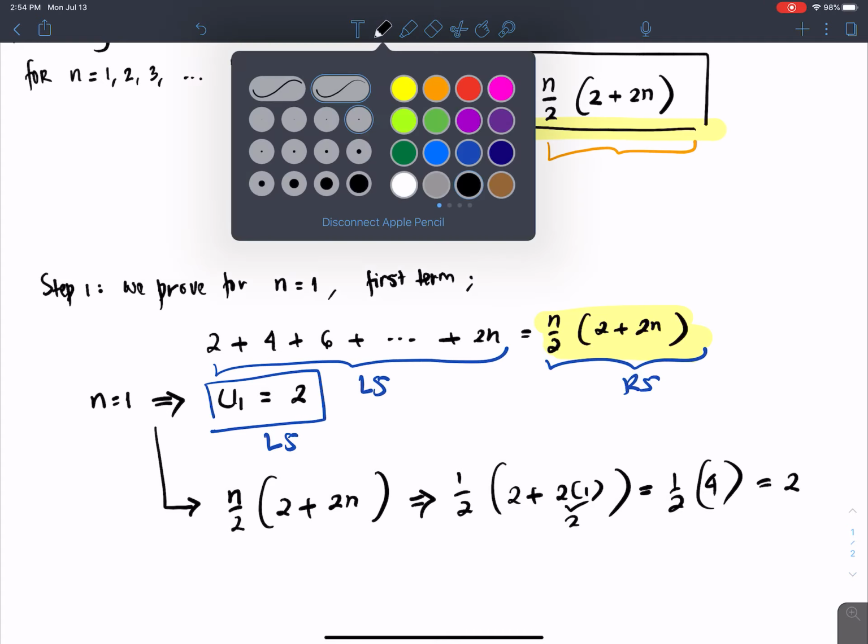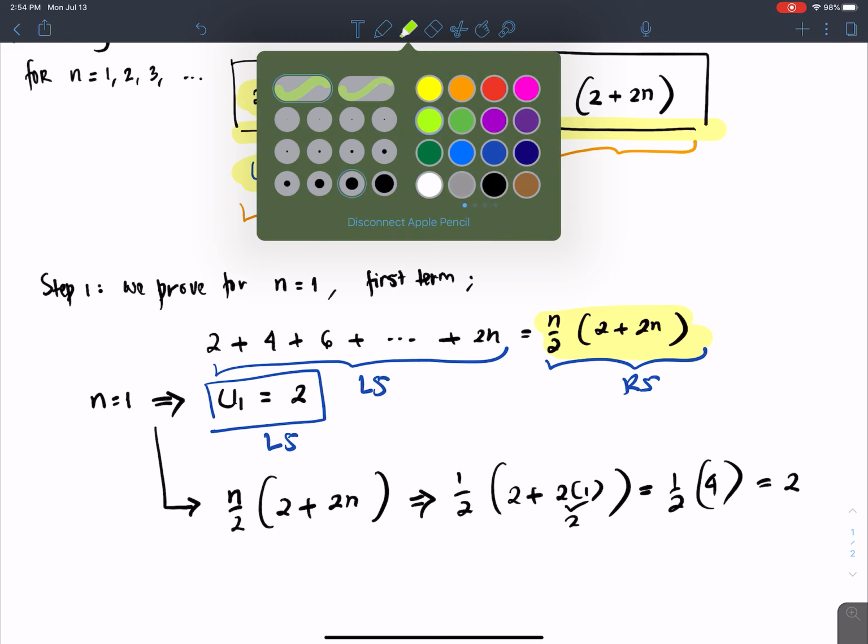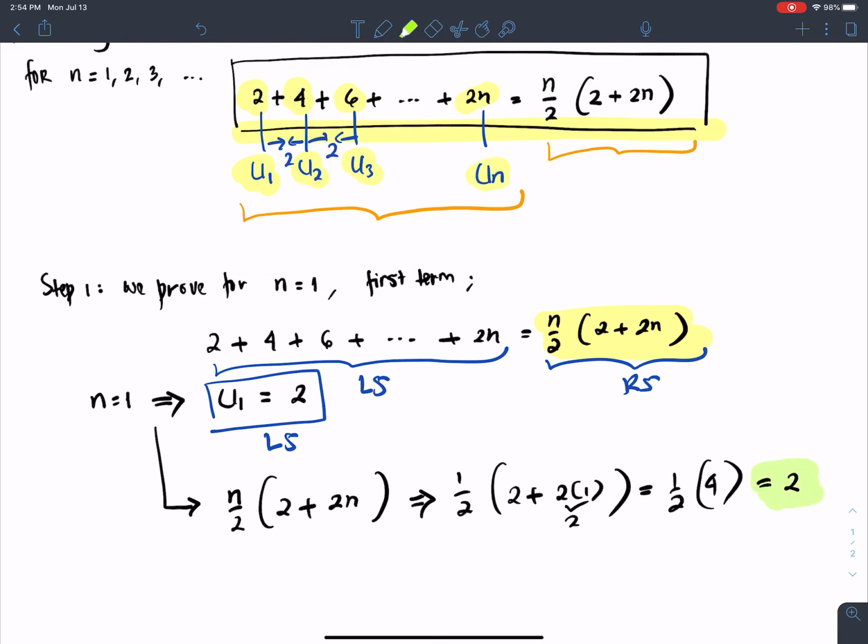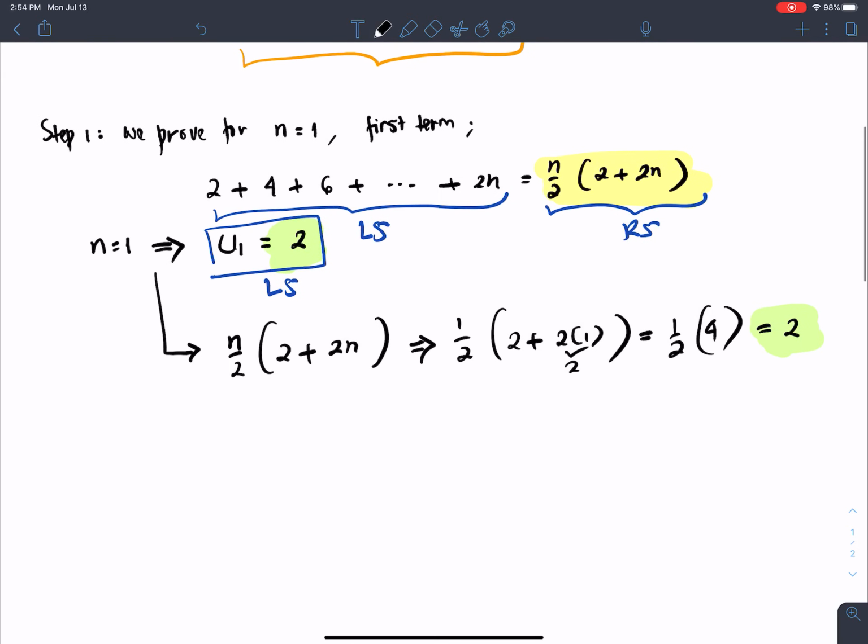Alright, so here exactly we have the same numbers: on the right side we have 2, and on the left side here we also have 2. So as for now, step 1 is successful, proven for n equal to 1. Alright, so now we continue to step 2. On step 2, there is nothing that we need to prove, but we just make an assumption.